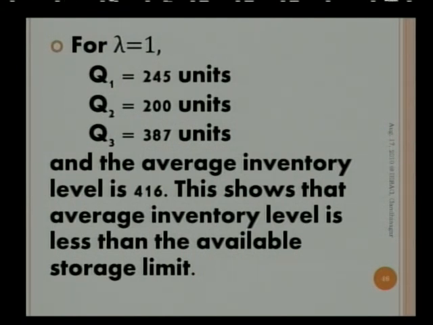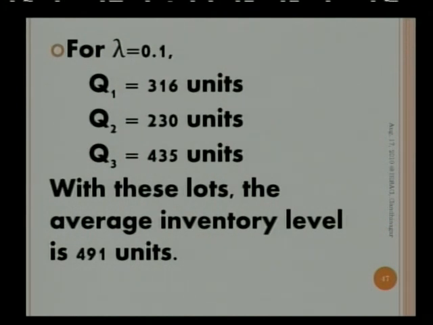Starting with the value of lambda equal to 1, Q1 is equal to 245 units. For the second item it says procure 200 units, and for the third item 387 units. So on an average it says the inventory level is 416. This shows that the average inventory level is less than the available storage limit of 500 units. So this will not work.